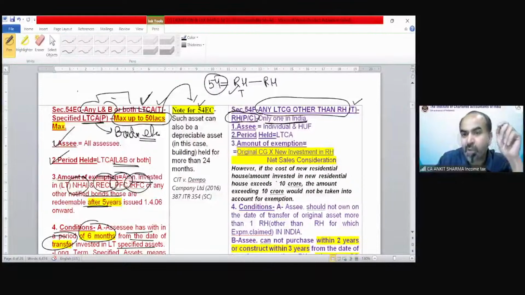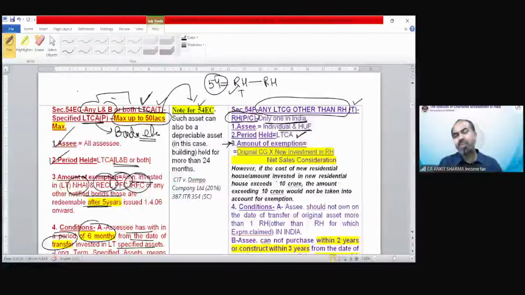Only one house in India. You can purchase one property in India. Individual and HUF. The benefit of two houses is not here. Only one house benefit you can claim. The exemption can be claimed by individual and HUF only. Time period, long term. The new thing is point number 3.